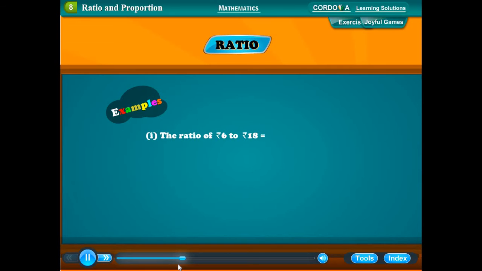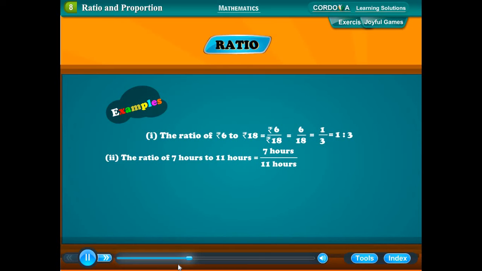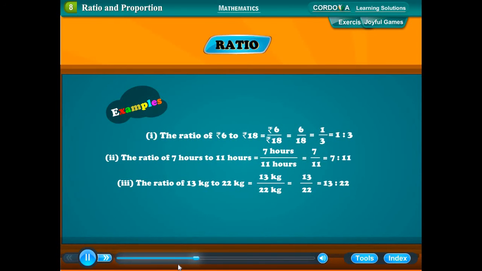Examples. The ratio of ₹6 to ₹18 is equal to 6 upon 18, which is equal to 1 upon 3, which is equal to 1:3. The ratio of 7 hours to 11 hours is equal to 7 hours upon 11 hours, which is equal to 7 upon 11, which is equal to 7:11. The ratio of 13 kilograms to 22 kilograms is equal to 13 upon 22, which is equal to 13:22.